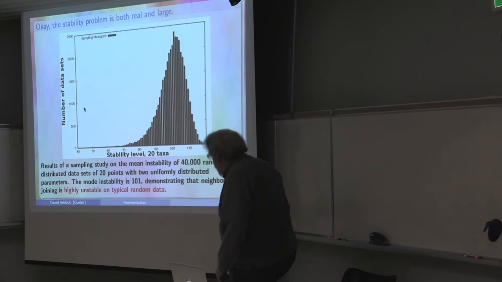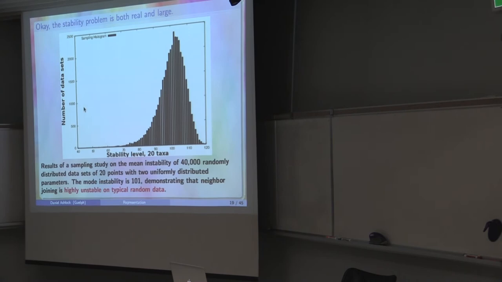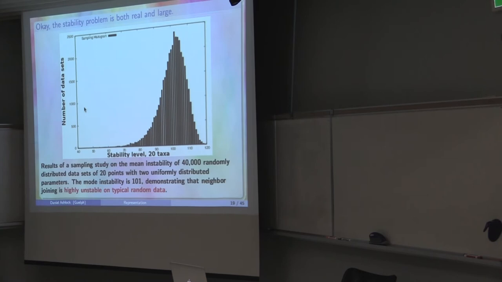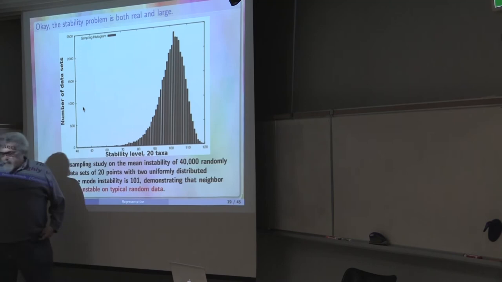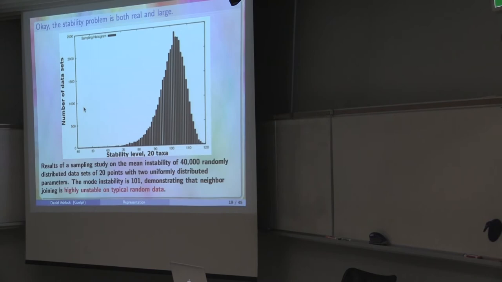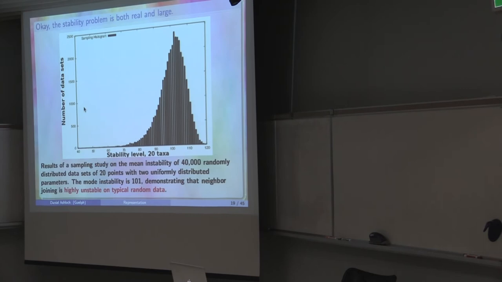So if you got a score of 0 for this thing, that would mean the tree was completely stable. And 0 is here. So I generated 40,000 random data sets, and the maximum instability I got was around 120. And I now know that for those data sets, the maximum possible is close to 140. But there's an upper tail that isn't shown. But what happened is almost every data set was phenomenally unstable. The tree rearranged itself like crazy for at least some of the taxa. So there are taxa you can remove that don't have much effect, but there's almost always one taxa you can remove that will blow up your tree.